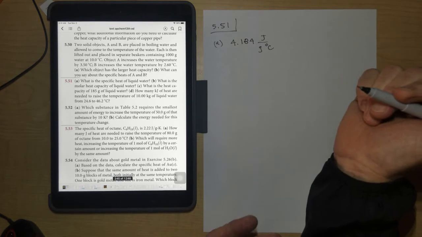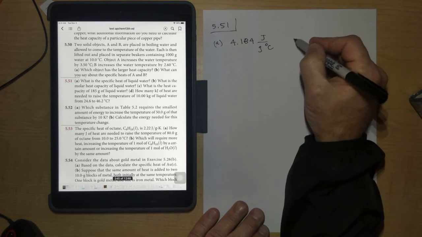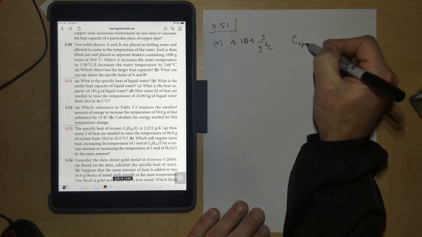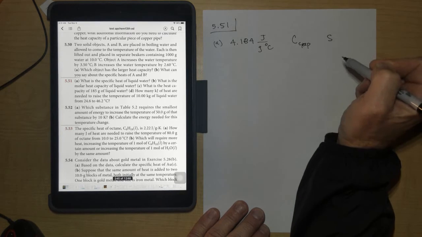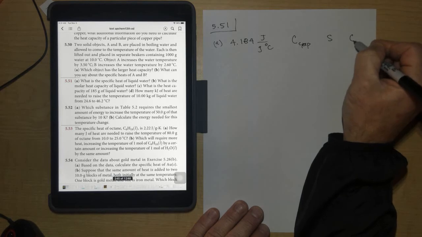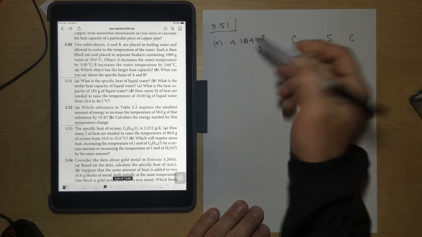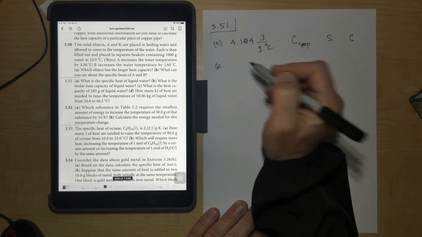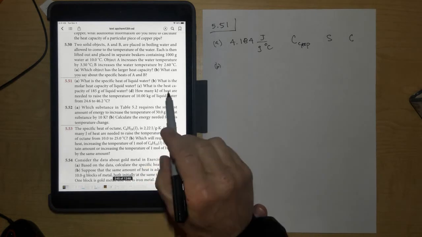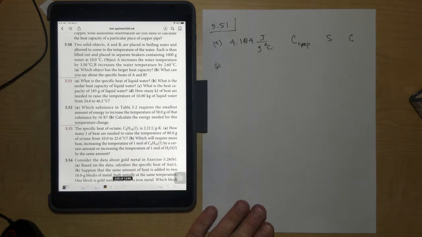It's probably a good number to memorize because that's the specific heat capacity, or C capacity, or our book sometimes uses an S, or sometimes you'll just see a small letter C as well. That's the specific heat capacity of liquid water. Letter B, what is the molar heat capacity of liquid water?